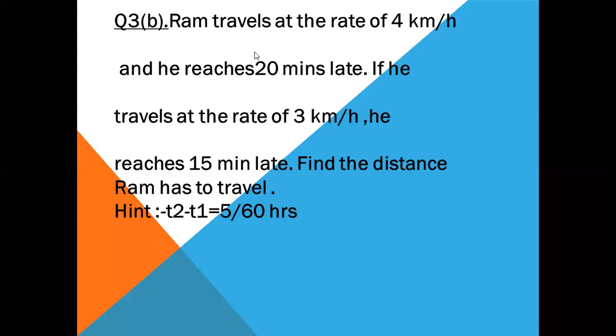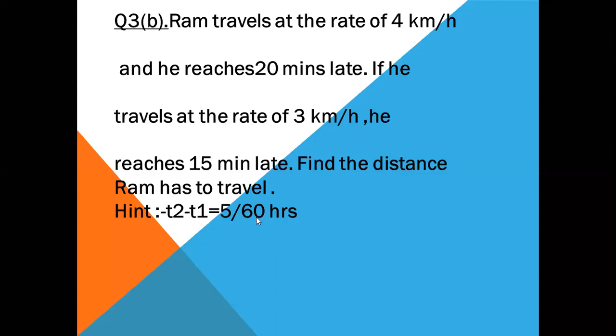See, if in this question, Ram is traveling at the speed of 4 kilometers per hour and he reaches 20 minutes late, then if your time of reaching school is 8 a.m., you will reach at 8:20. And if you travel at the speed of 3 kilometers per hour and you are reaching 15 minutes late, you will again reach at 8:15. So if I ask you what is the difference between 8:15 and 8:20, you would say 5 minutes. So that would be my formula. I can say the difference in two times would be equal to 5 by 60.